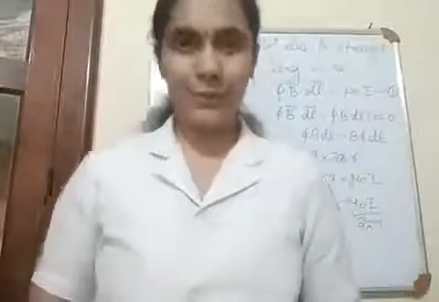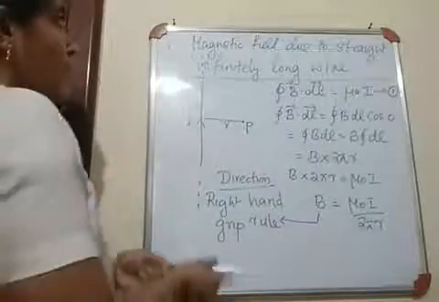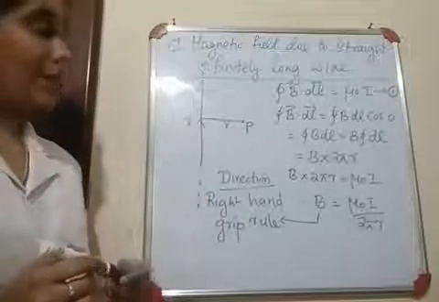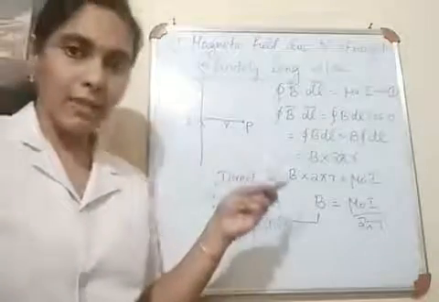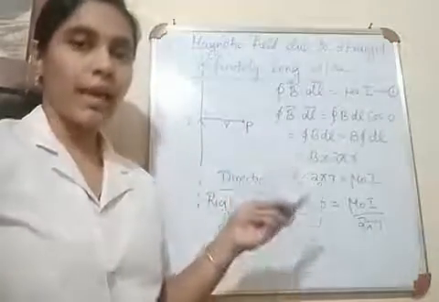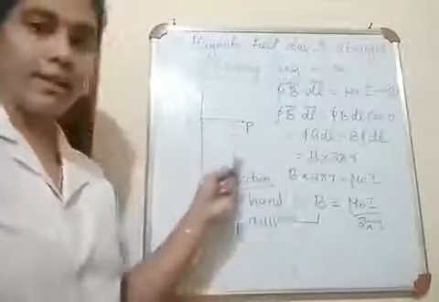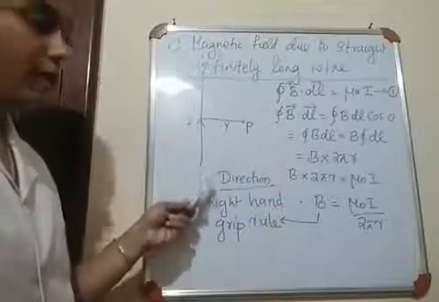Children, next let's discuss the first application of Ampere's circuital law. This is the first application: magnetic field due to a straight, infinitely long conducting wire. By applying Ampere's circuital law, we must find out an expression for magnetic field due to a long conducting wire as shown here. So for that, consider a long conducting wire.